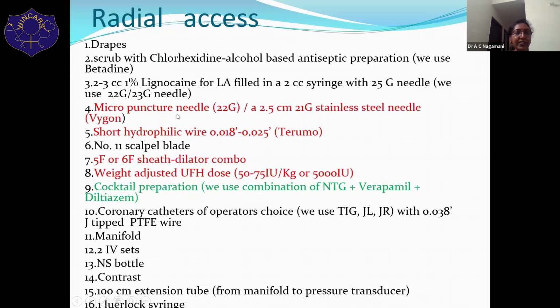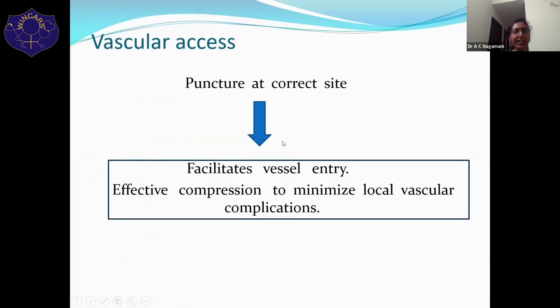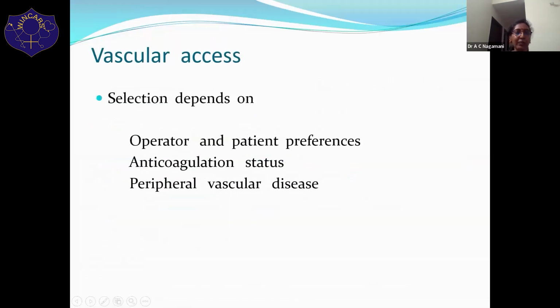For the radial artery access, we are using a micropuncture needle, 22 gauge, or a 21 gauge stainless steel needle. We use a hydrophilic wire here, 0.018 to 0.025. 5 French or 6 French; 6 French is the maximum which we can use with the radial. And we need to use a higher dose of heparin, 5,000 international units. A cocktail, a combination of NTG, verapamil, and diltiazem, is a must, as the radial arteries are prone to spasm. So puncture at the correct site should be ensured. This facilitates vessel entry, and it is helpful for effective compression to minimize local vascular complications.